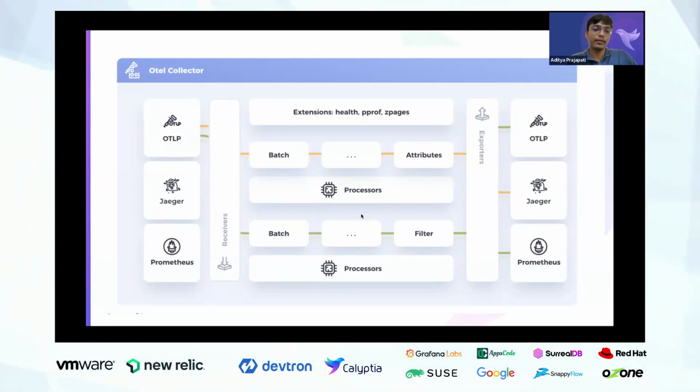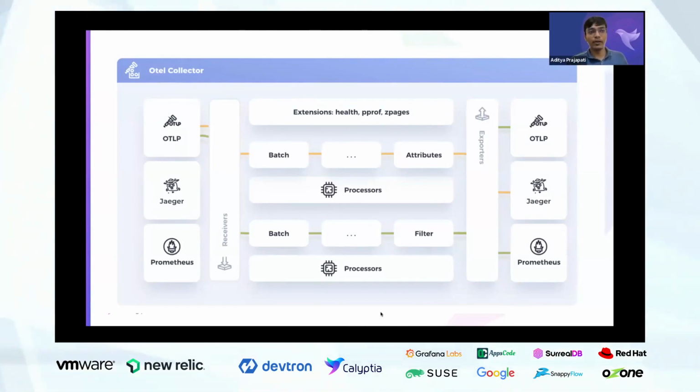So it has the concept of pipelines. You can have multiple pipelines, and each pipeline is associated with one data type, which needs to be either metrics, traces, or logs. They also have two repositories for this: a core collector and a contrib collector.